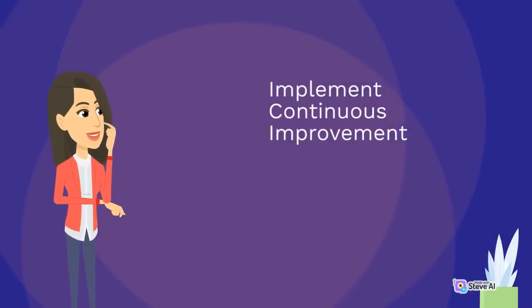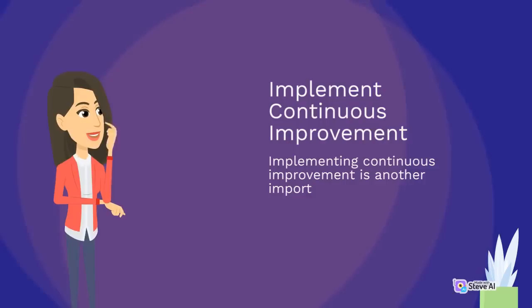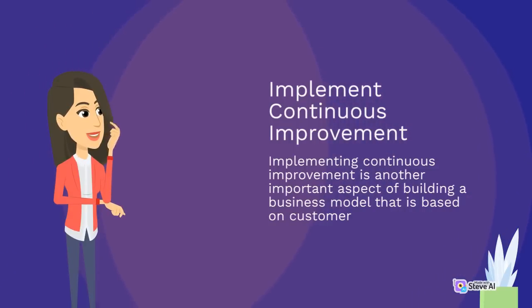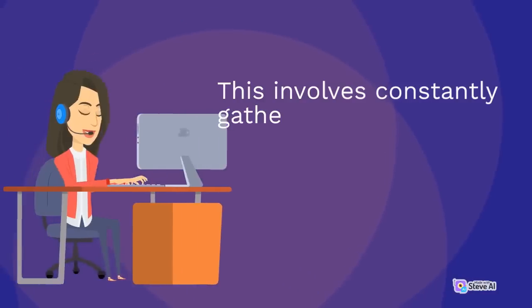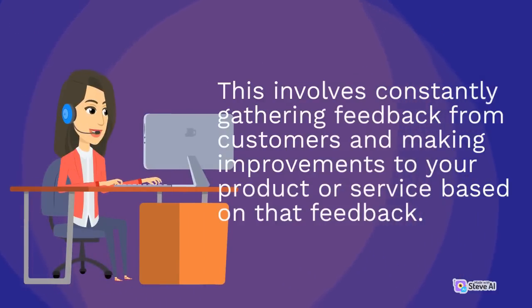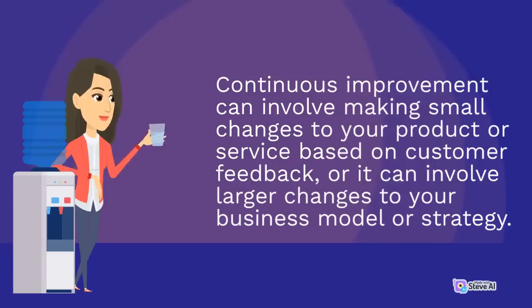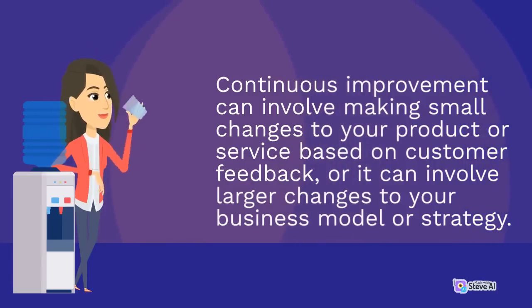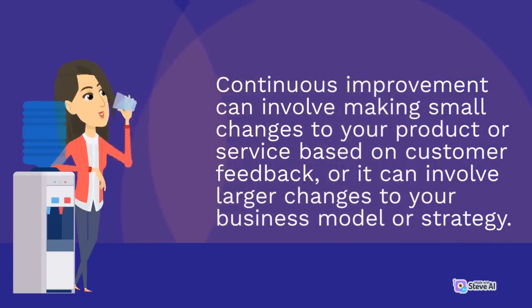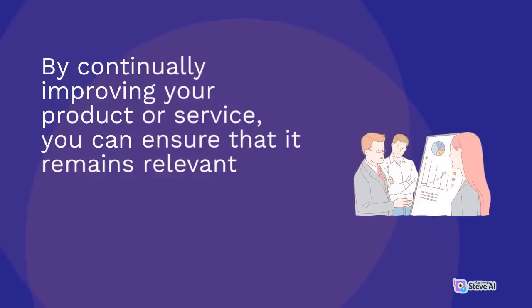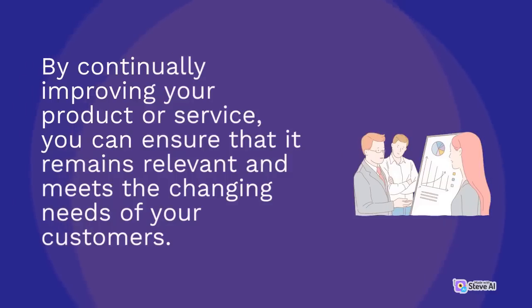Implement continuous improvement. Implementing continuous improvement is another important aspect of building a business model that is based on customer needs. This involves constantly gathering feedback from customers and making improvements to your product or service based on that feedback. Continuous improvement can involve making small changes to your product or service based on customer feedback, or it can involve larger changes to your business model or strategy. By continually improving your product or service, you can ensure that it remains relevant and meets the changing needs of your customers.